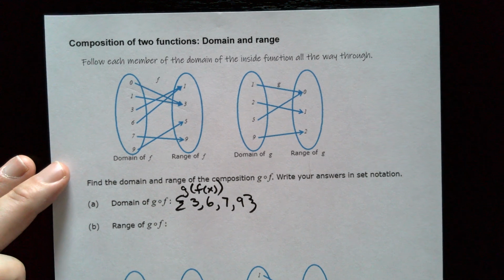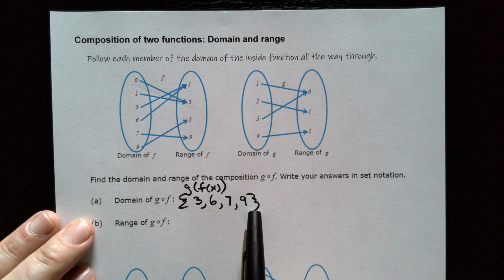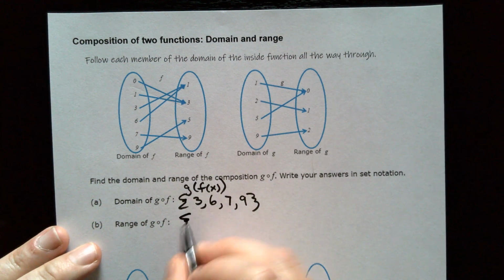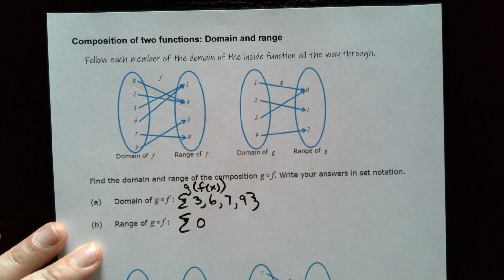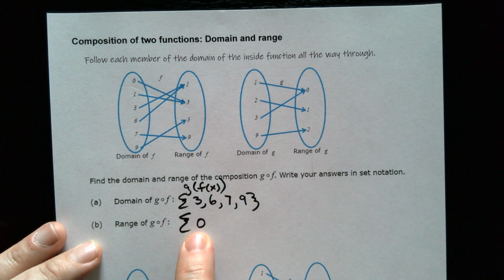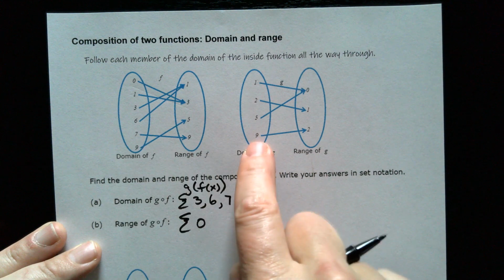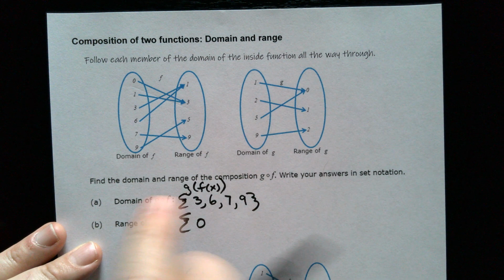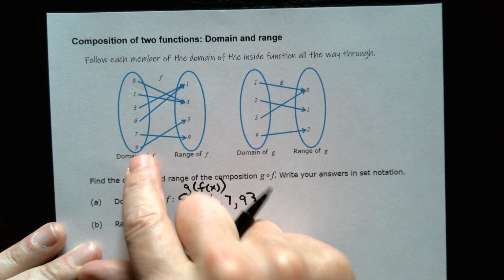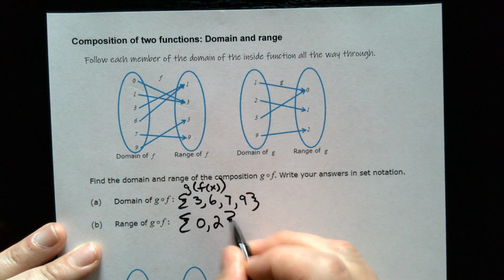Now to find the range, what we do is we look at these numbers and we track them all the way in and see what they hit. Okay, so let's track this 3. 3 goes to 1 and 1 goes to 0. That means our range includes 0. Okay, then we go to the 6. 6 goes to 1, 1 goes to 0. We already have 0 in our range. We don't need to write it twice. Okay, our next number is a 7. 7 goes to 9, and 9 goes to 2. That means that 2 is in our range. Okay, and then finally, 9 goes to 5, and then 5 goes to 0, but 0 is already there, so our range is 0 and 2.